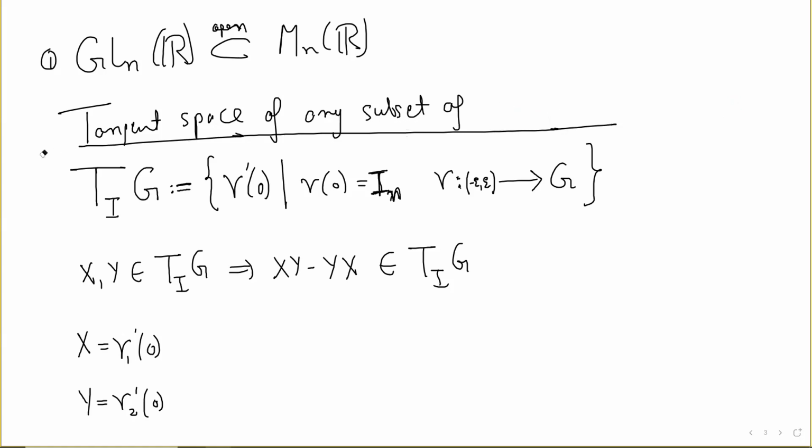So let's see. Tangent space of any subset of M_n(R), right? Any subset S, let's say, in M_n(R). Here, if you write S, or maybe I'll call it M, because maybe it will make it a manifold, and then we will talk.